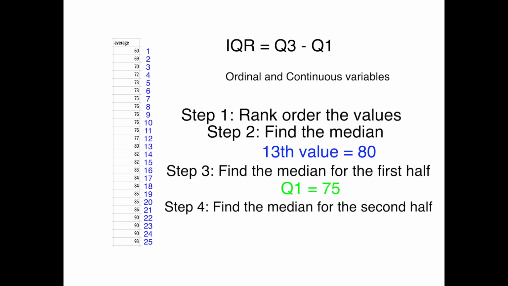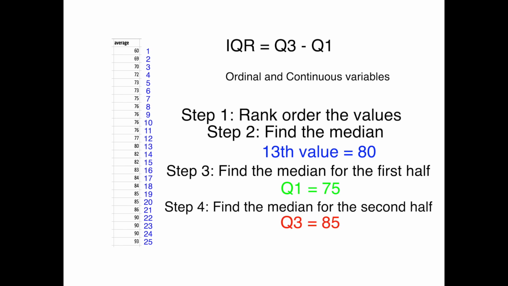To get the Q3 value, we have to find the median for the second half. We already know that the median of 13 is 7. So we treat the 13th observation as the first observation of the second half. We count up 7 observations: 13, 14, 15, 16, 17, 18, 19. So we know that the 19th value is the 7th observation of the second half, and therefore becomes our Q3 value.